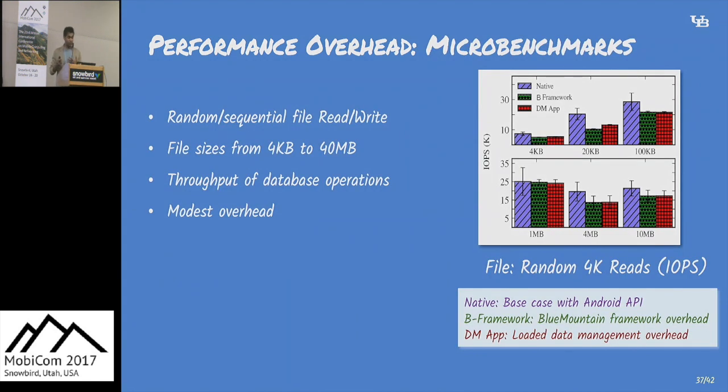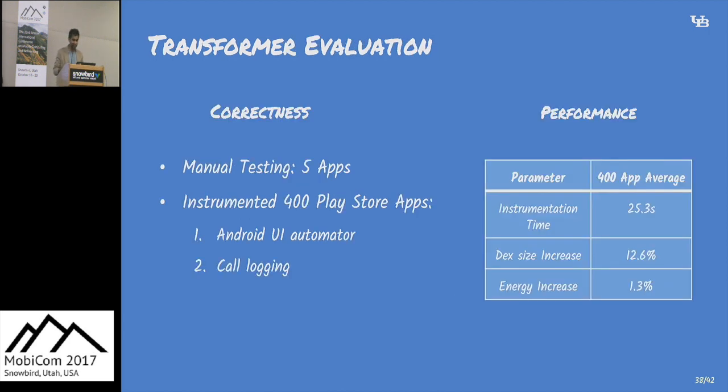To see the results, the graph here shows the performance of random read at 4K chunks for various file sizes measured as IOPS. The blue bars indicate the native performance, the green bars indicate the framework performance, and the red bars indicate the data management performance. The performance of data management and the framework is identical. This tells us the overhead due to reflection and dynamic loading is negligible, and most of the overhead comes from the translation layer. When we repeat this experiment across random and sequential I/O for various file sizes as well as database operations, we see that our framework incurs only modest overhead. The full evaluation is present in our paper.